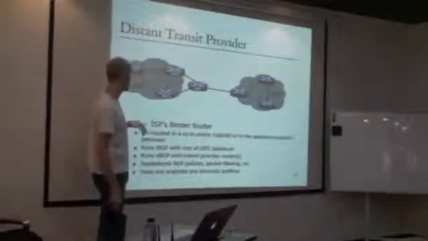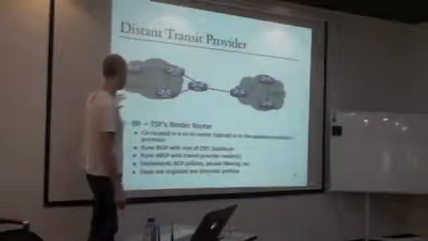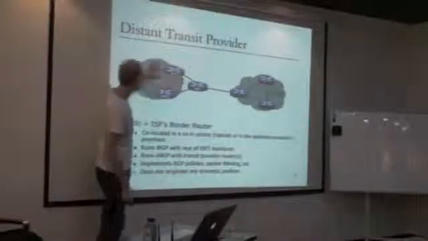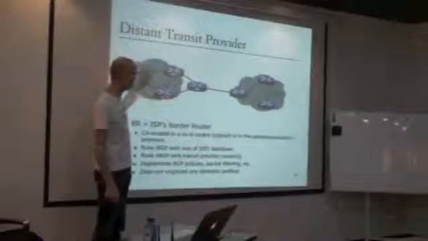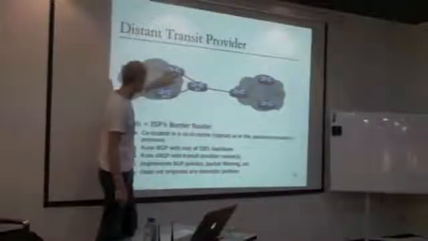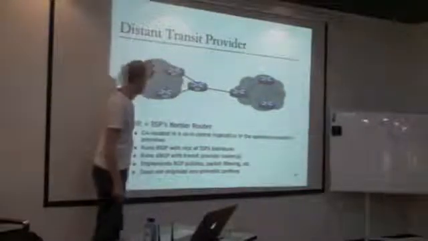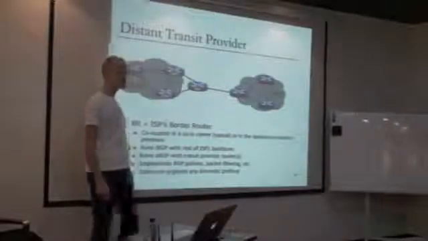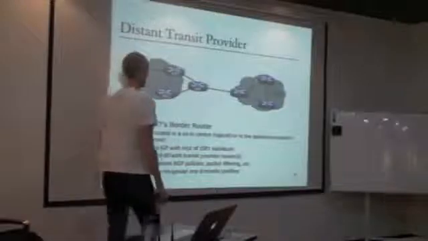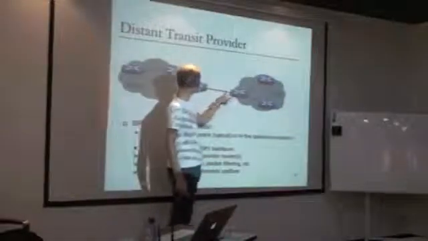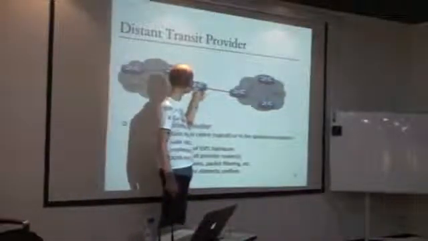You can run IBGP with the rest of the ISP1 backbone. You run eBGP with the transit provider AR1, AR2 routers. This is the best thing to do. Put your border router next to your transit provider's backbone. So this is if they're a long way away. And if this is a long haul circuit, as I said, another country, another continent.